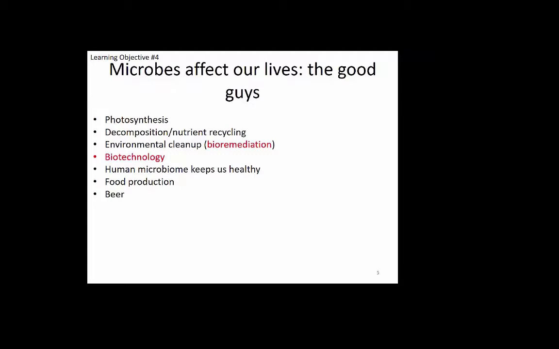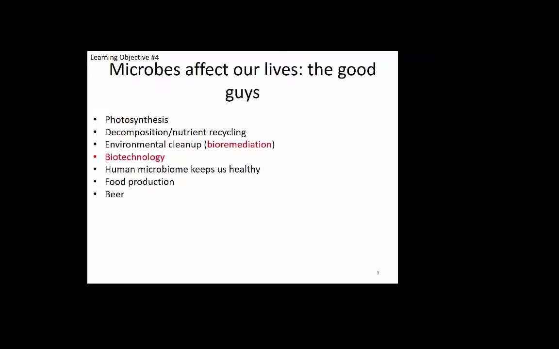Microorganisms like the fungi are responsible for decomposition and nutrient recycling. We use many microorganisms for environmental cleanup, which is a vocabulary word shown in red, bioremediation. Bioremediation is the use of microorganisms to clean up polluted areas of the earth. The microorganism can break down chemicals into less harmful molecules and make the site less polluted.